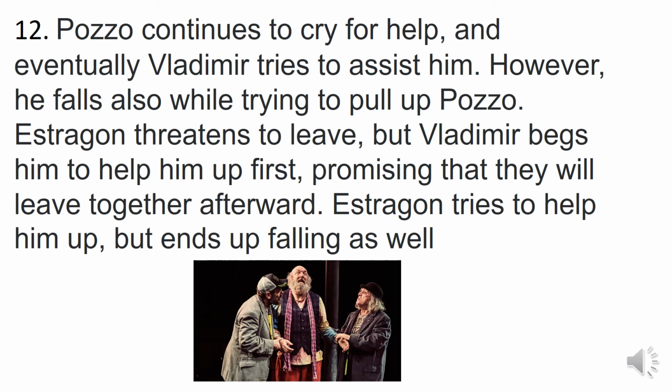Estragon threatens to leave, but Vladimir begs him to help him up first, promising that they will leave together afterwards. Okay, now the power has changed. Pozo is now blind and he is reliant on Lucky. Lucky is now the dominant. And then Vladimir and Estragon's roles have also reversed because now Vladimir is begging for Estragon's help. So those roles have now reversed. Estragon tries to help him but ends up falling as well.